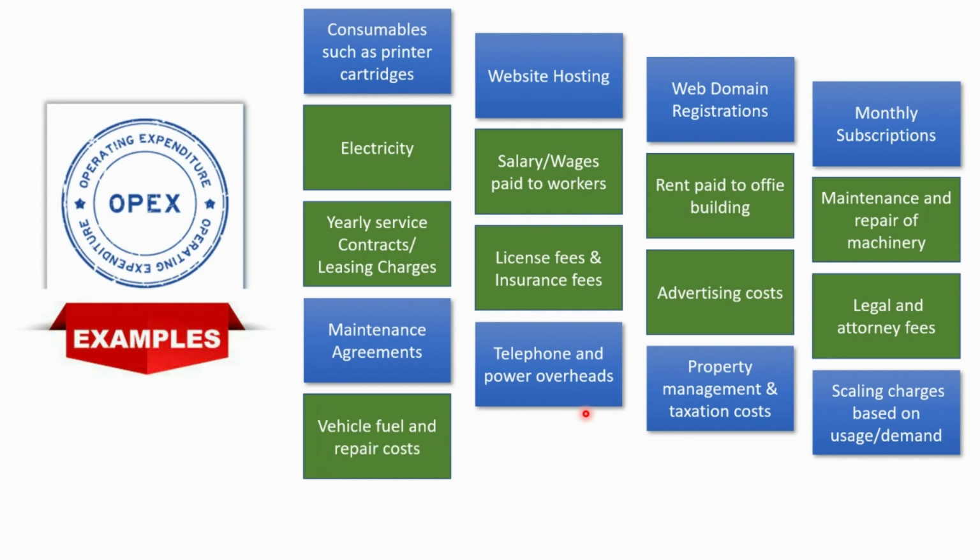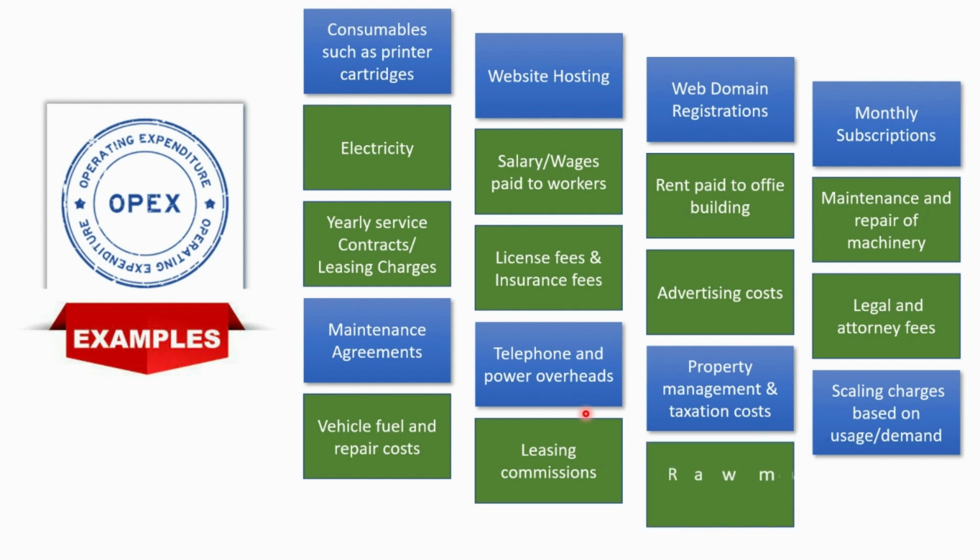Next come the expenses incurred for vehicle fuel and repair cost, also considered operational expenditure because you cannot predict the charges, the duration, or when it is going to occur. So this all comes under operational expenditure. Next come leasing commissions, whatever you make, also an example of OpEx because the commission might vary from agent to agent and from time to time.